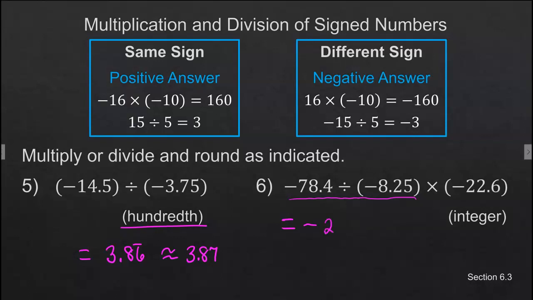It's negative 214.7, and if we're rounding it to the nearest integer, it would be negative 215. All right, rounding rules still apply, right? This number tells me what to do with the 4, to round it to an integer.